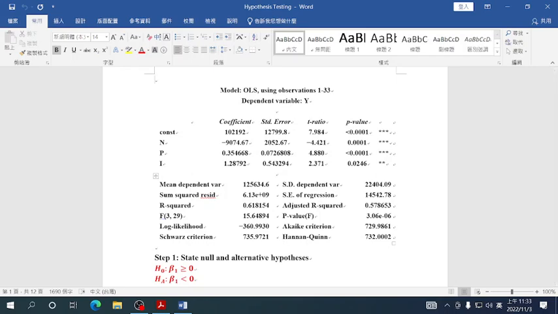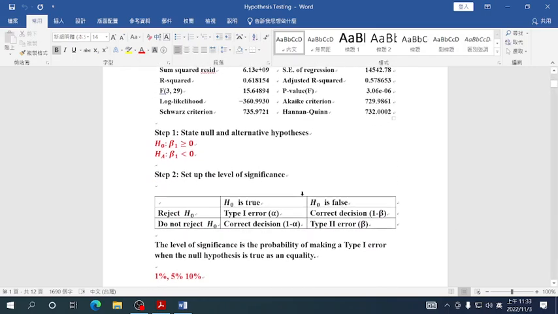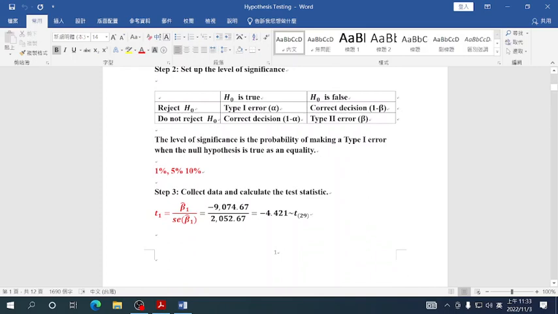9074 67. And standard error is here. Okay? Standard error is here. So divided by standard error, it turns out to be the t is negative 4.421. And what's the degrees of freedom here? I already showed this 29. How did you get the 29? We have 33 samples, n equal to 33. The k, including the constant, is 4. 33 minus 4 is 29. Okay?